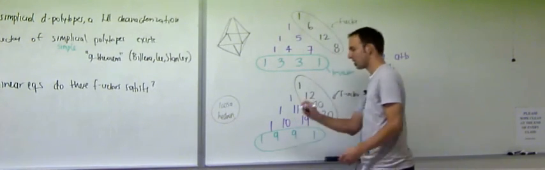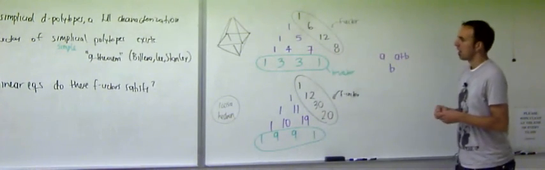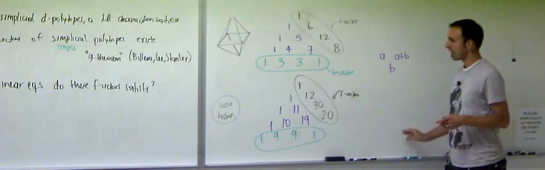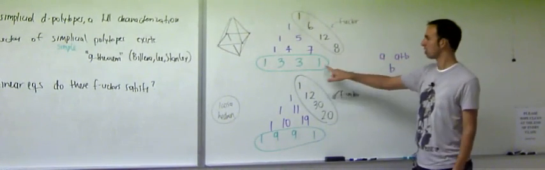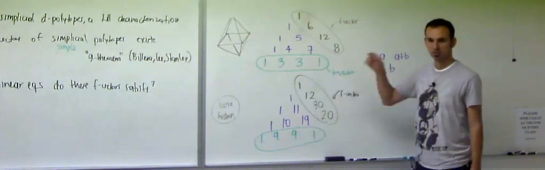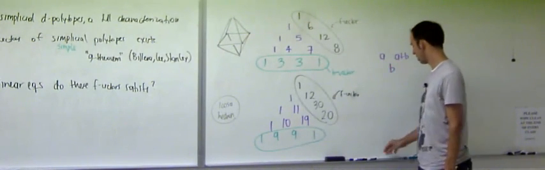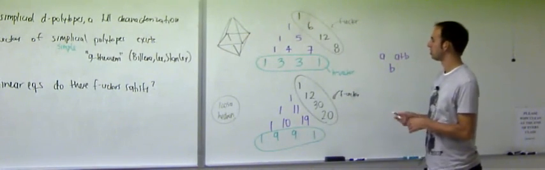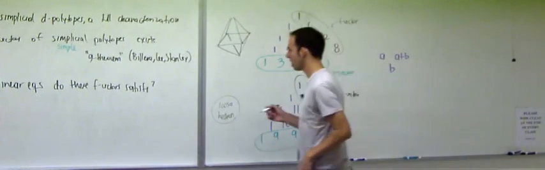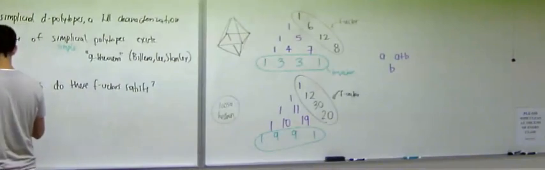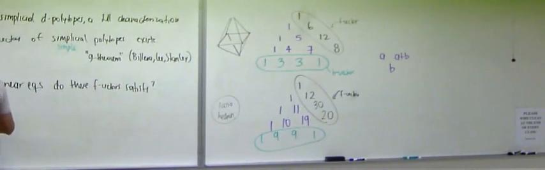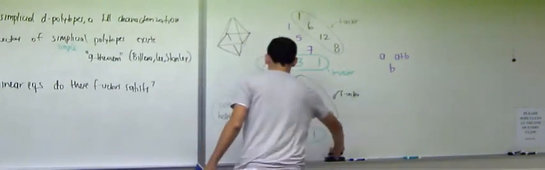So you see what I'm trying to tell you here. The fact is that no matter what simplicial polytope you start with, you're always going to get a symmetric vector here. Okay, so now let's say this in equations.